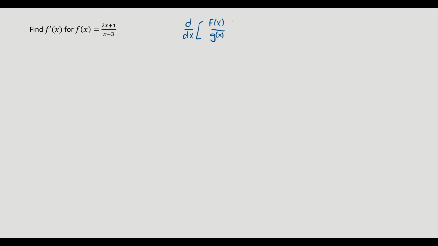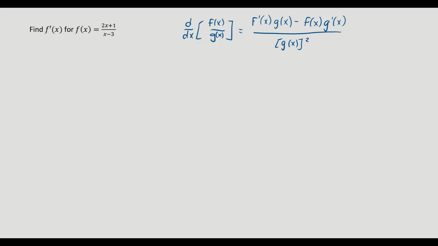If I'm trying to find the derivative of f of x divided by g of x, it is the derivative of the top function times the bottom function minus the first function, or the top function, times the derivative of the bottom. And that's all divided by the bottom function squared. Okay, so that is our quotient rule.